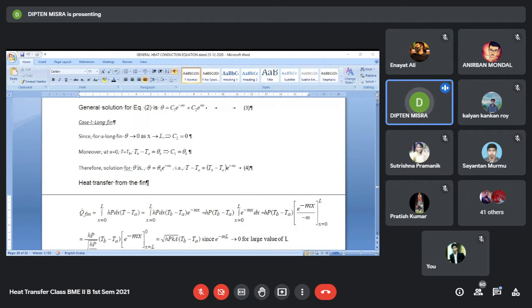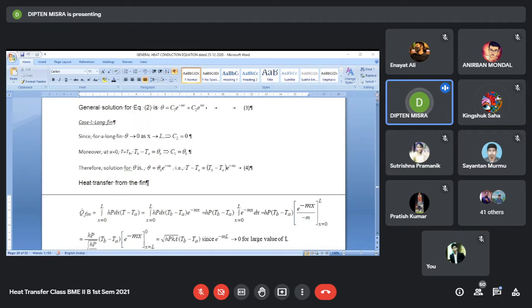I'm giving a cue. What is m consisting of? m is equal to square root of PH by KA. Now think of a situation that h is high. Then m is equal to square root of h into P. Suppose h is very high, other things are the same. Then your m will be high.